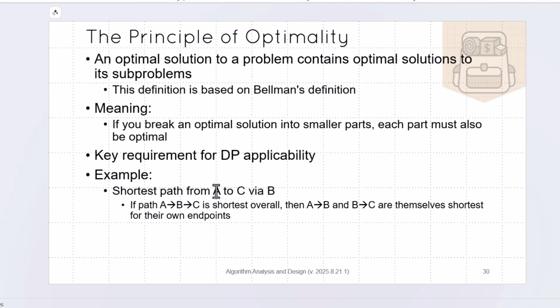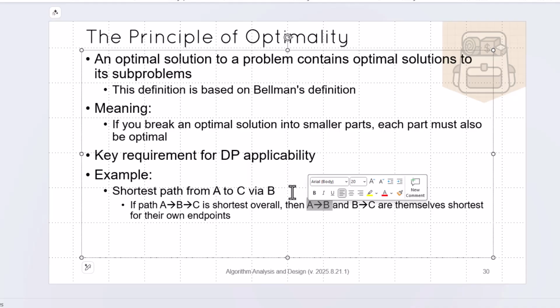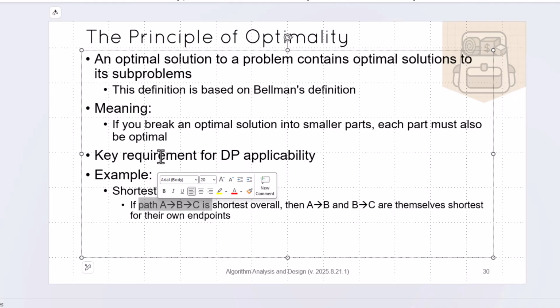So an example would be shortest path from A to C via B. If I want a path A, B, C that is shortest overall, then A to B and B to C must themselves be the shortest for their endpoints. For example, if you go A to B to C, but the path between A and B isn't optimal, then that means the path of the overall ABC isn't optimal.